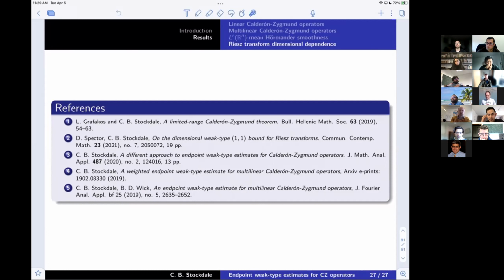Do you have that paper on arXiv? What's that? Do you have this paper on arXiv? This one? Yes, it's on arXiv. It should be appearing in the Indiana University Mathematics Journal soon as well, but it's on the arXiv.